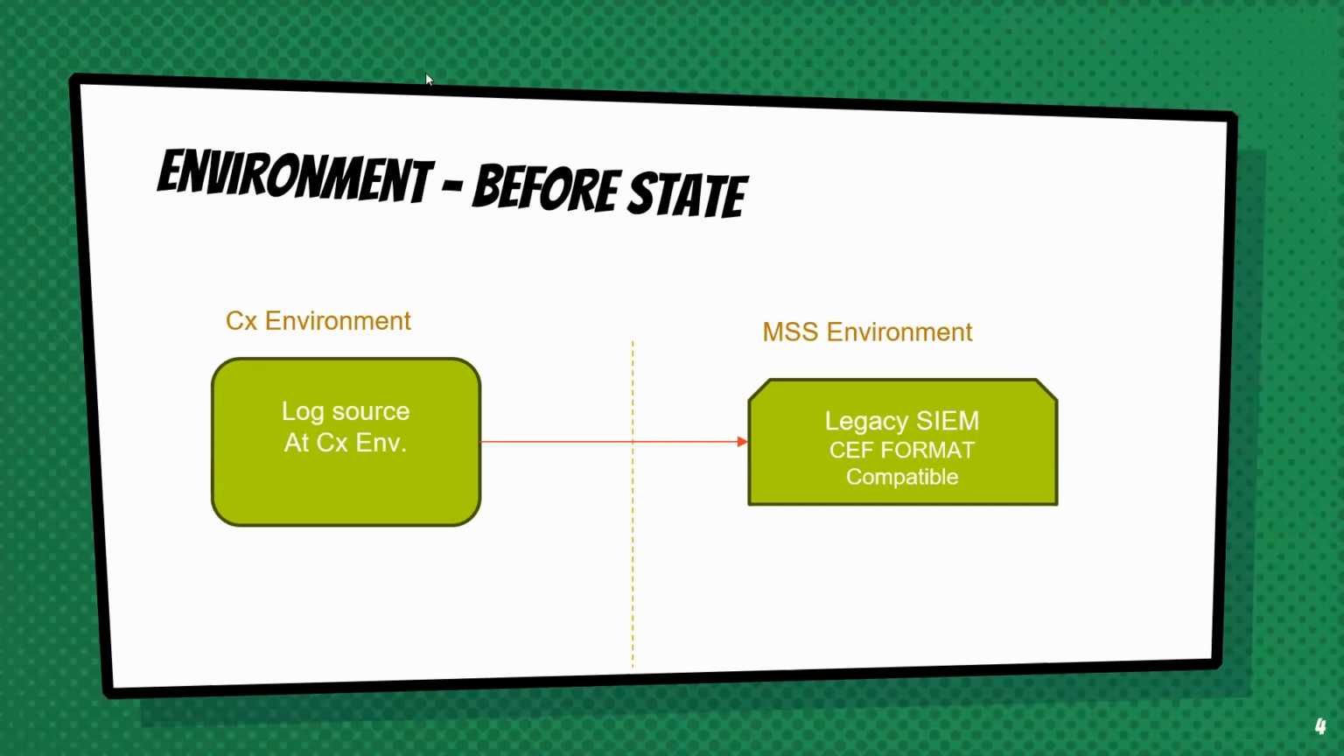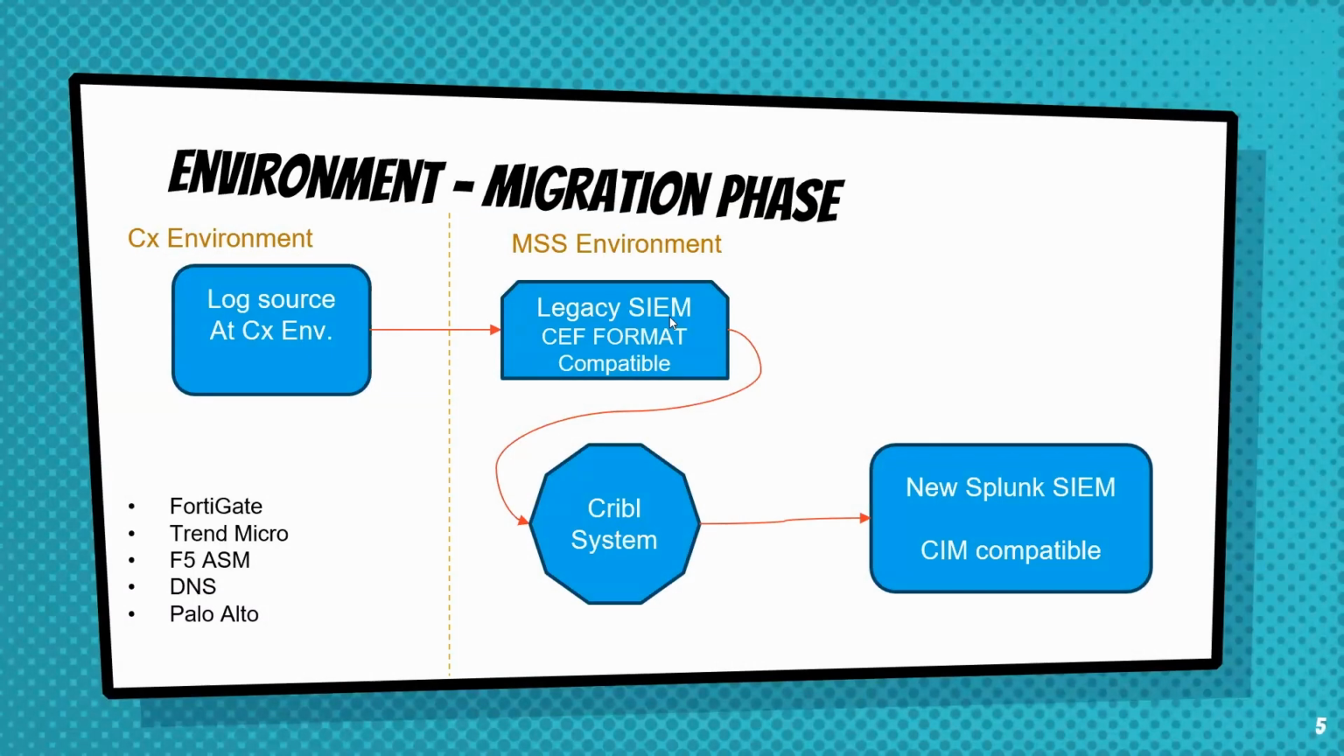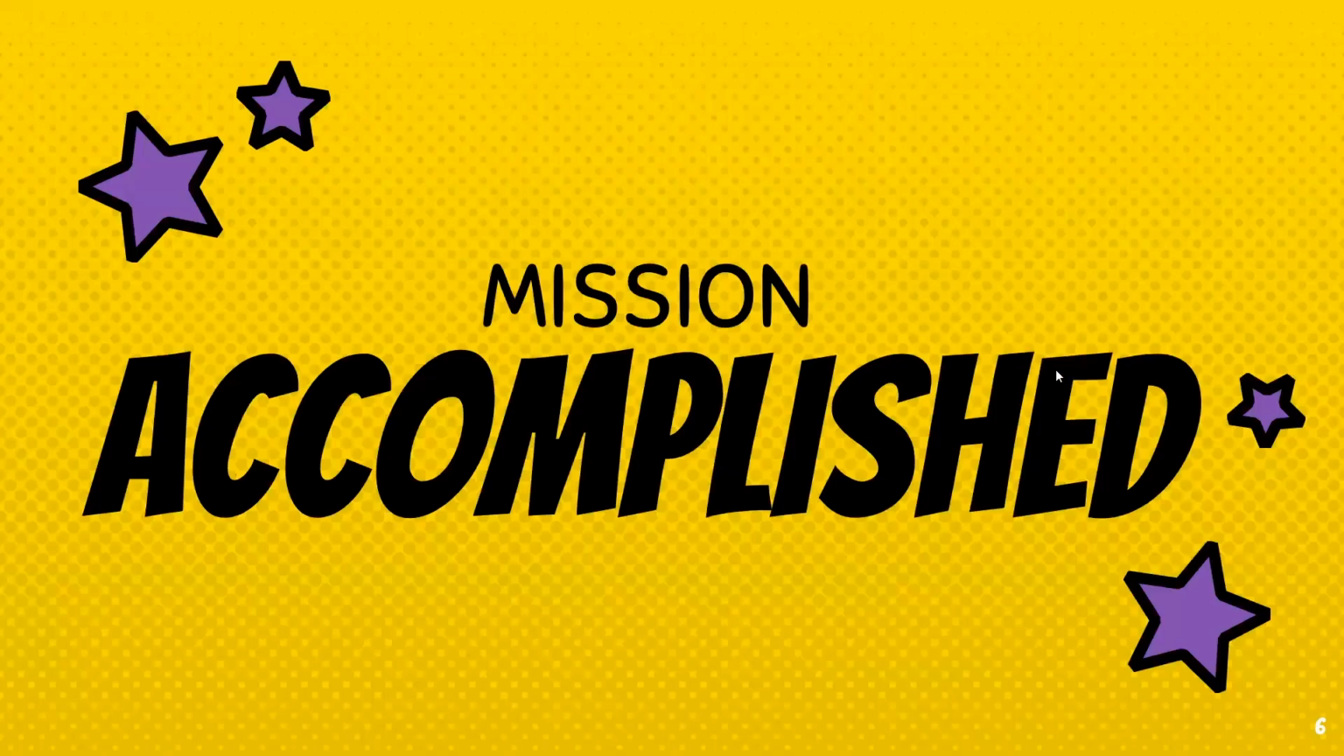Yeah, just one thing, Rich, if I can take 1 minute. This was the before state where the customer environment was sending directly to legacy SIEM. In the migration phase, the customer environment keeps on sending to legacy SIEM. Legacy SIEM feeds to the Cribl system, and Cribl feeds to the new SIEM, which is CIM compatible, without losing any event, without losing the value which has been added by the first SIEM. And we were able to achieve it. Mission accomplished, and the objective fulfilled.